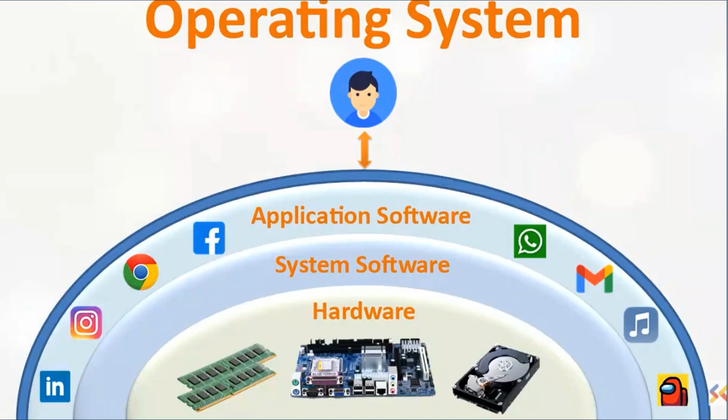Then what are the types of software? Software is categorized into two: system software and application software. Application software are the programs or icons we see on our phones, the apps we normally see on our phones.